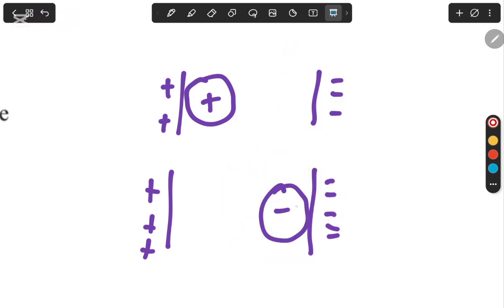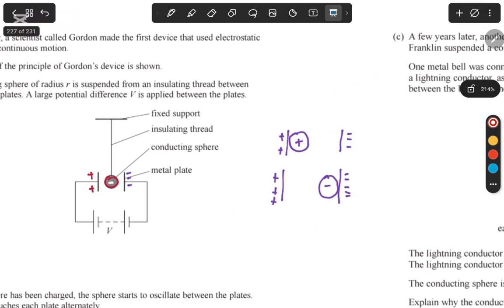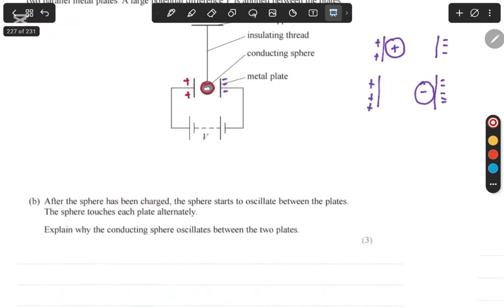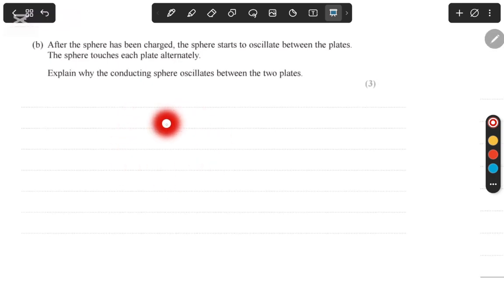And once it's attracted to the negative plate, it touches the negative plate, it's going to become negatively charged. Again, they repel because of the same polarity, and it's going to be attracted towards the opposite polarity, which is positive, and then it's just going to move around like that. So I hope that was clear. I tried to give you an overall picture. Basically, that's what you have to write here.